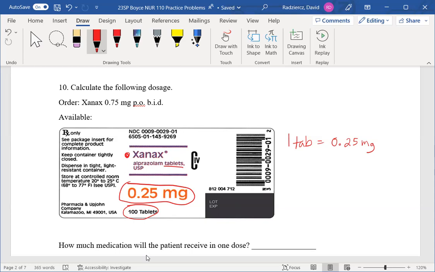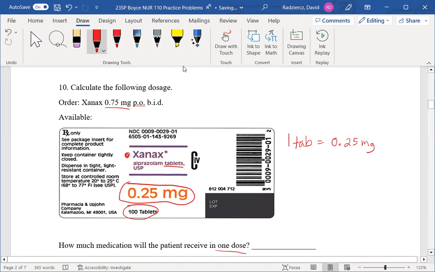All right. Now that we know how to look at the label, and like I said, you'll get better at this with practice, the next step is to solve it. They give us an order: Xanax 0.75 milligrams, PO, which means by mouth or per oral, BID, which means twice a day. It asks how much medication the patient will receive in one dose. Even though BID means twice a day, we don't need that information to answer this question. We just need to know how much to administer per dose.